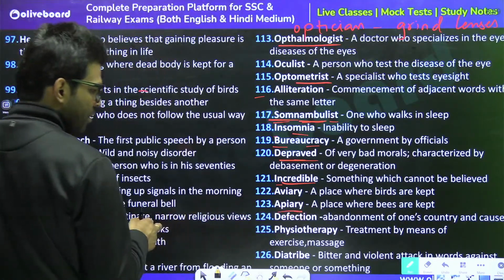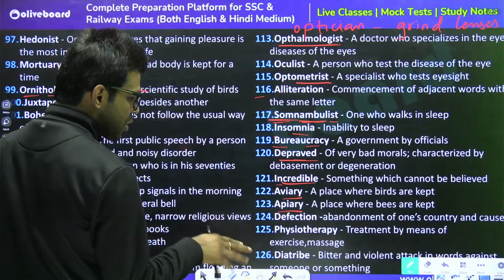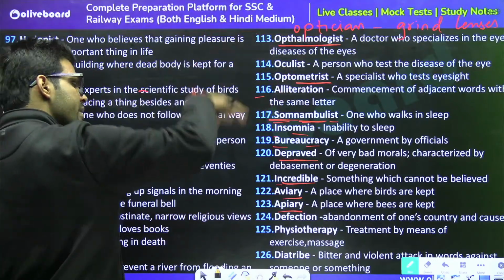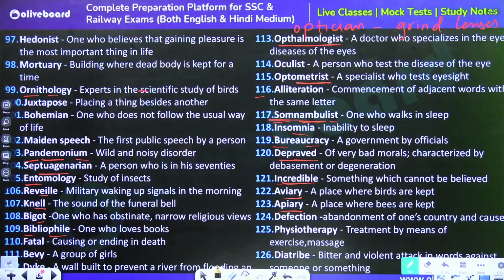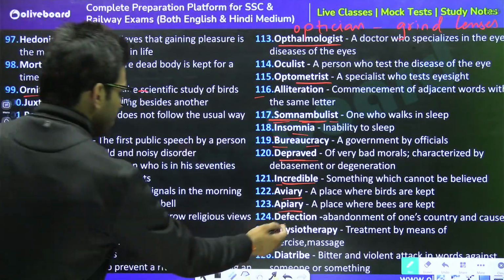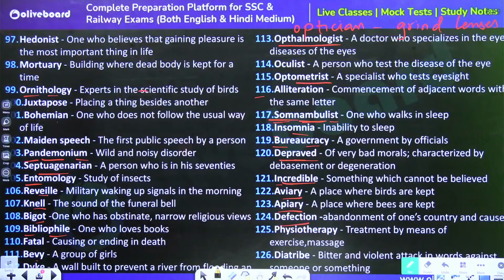Aviary, the same as aviation for birds, flights, and that way apiary for bees. Aviary, the place where birds are kept. Apiary, the place where bees are kept. Defection, when you leave your country, is supposed to be defection. The one who has defected, a defected person, we can say.